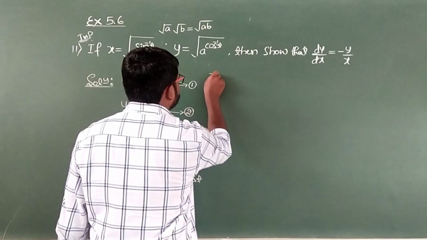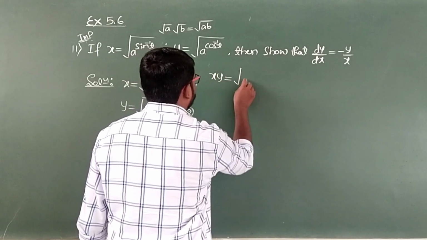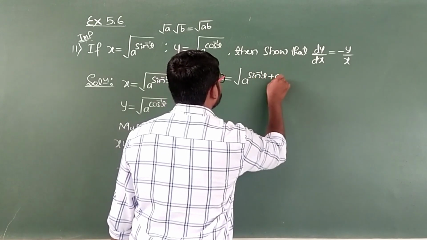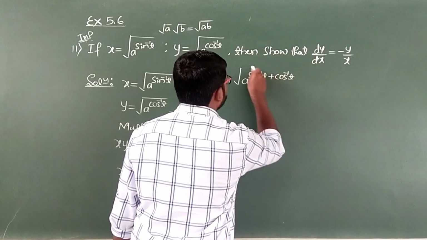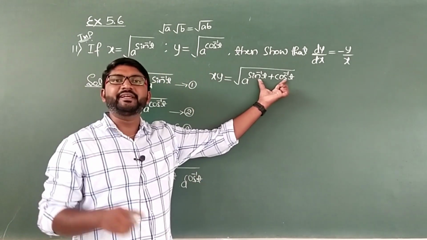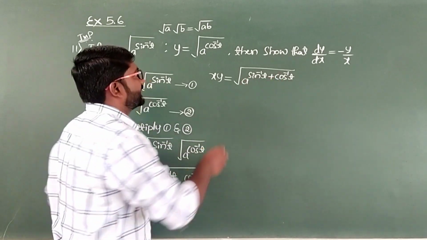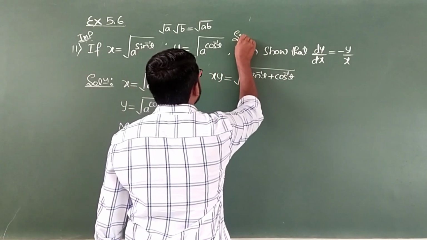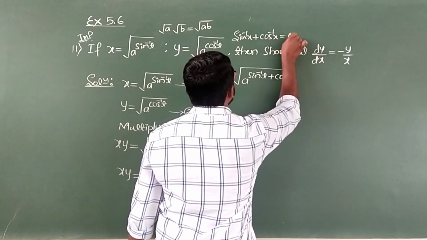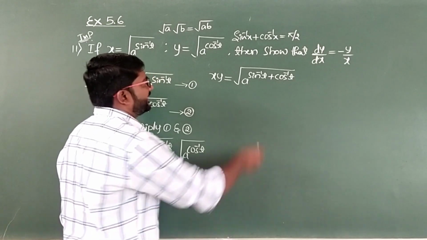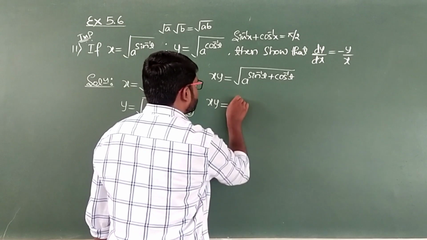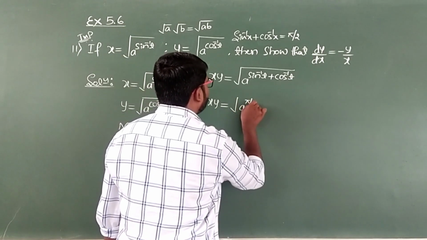Overall we get xy equals square root of a to the power sin inverse t plus cos inverse t. Now this is nothing but pi by 2. We have a property in inverse trigonometric functions: sin inverse x plus cos inverse x equals pi by 2. In place of x we have t here. Overall we get xy equals square root of a to the power pi by 2.